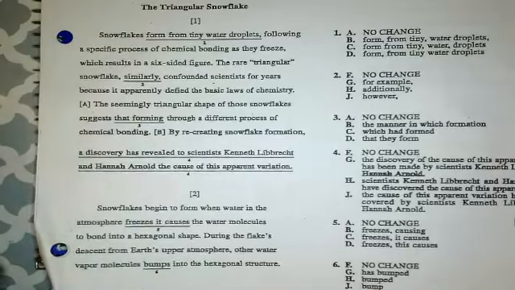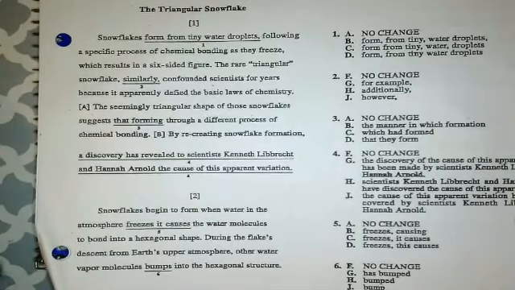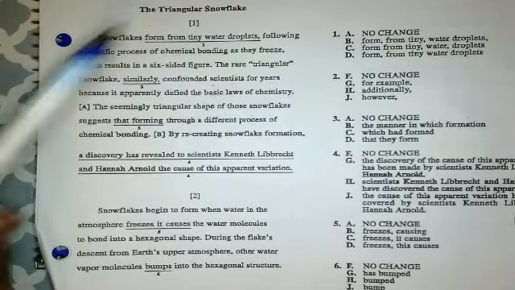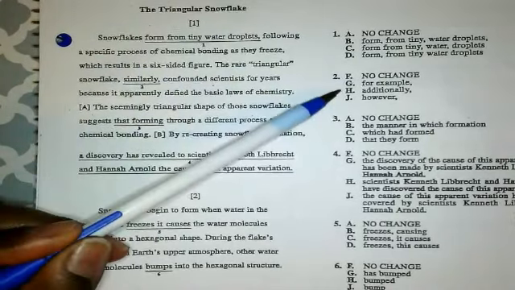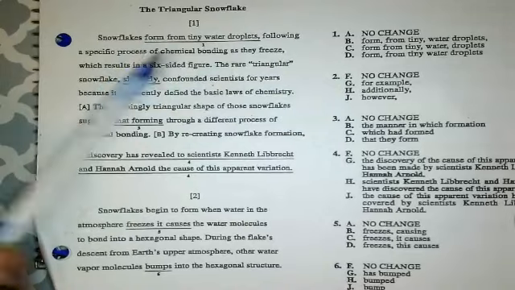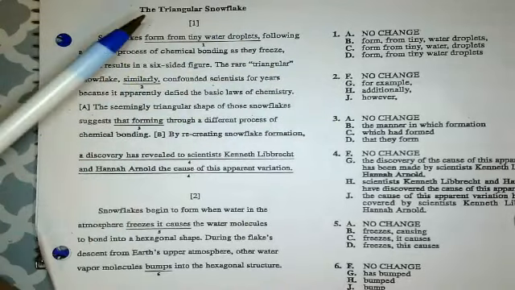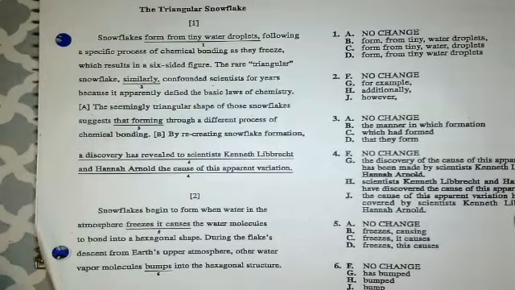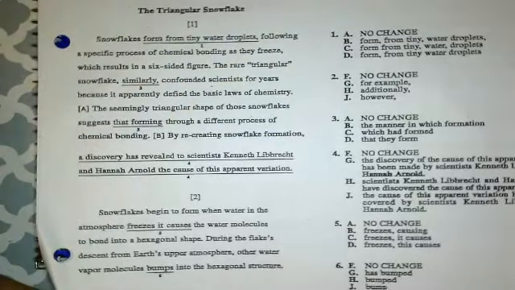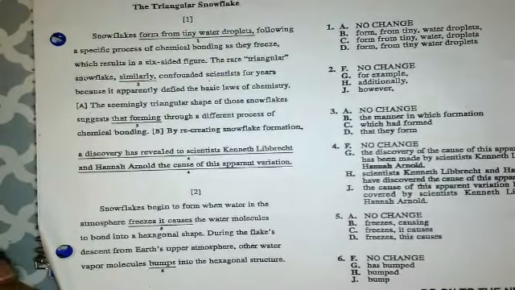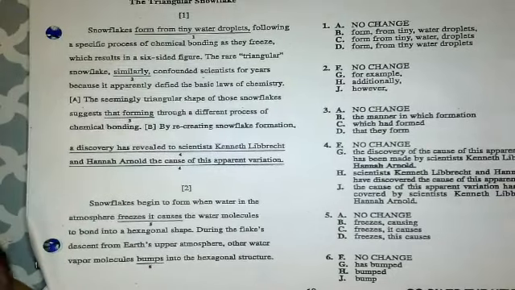Beginning with the passage, the triangular snowflake, we're going to cover today question numbers 1 and 2. Take notes on your paper as we go through questions 1 and 2. That way you'll have these notes to review for your post-test, which will be taken about 2 weeks from the date you took the pre-test.